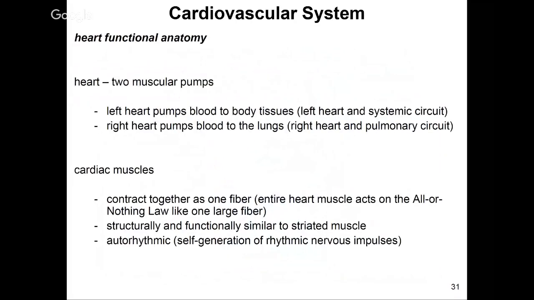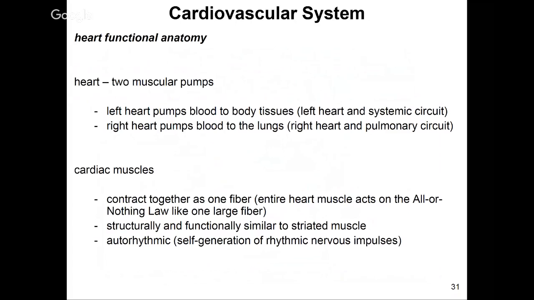So we talked a little bit about this. The heart is two pumps. The left is much bigger, and it goes to everything, this whole system. That's called the systemic circuit. The right just goes to the lungs, so that's why it's called the pulmonary circuit.